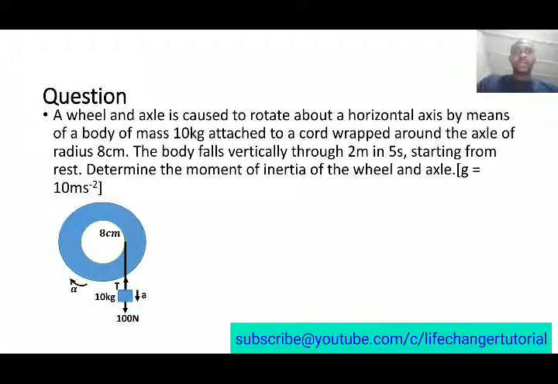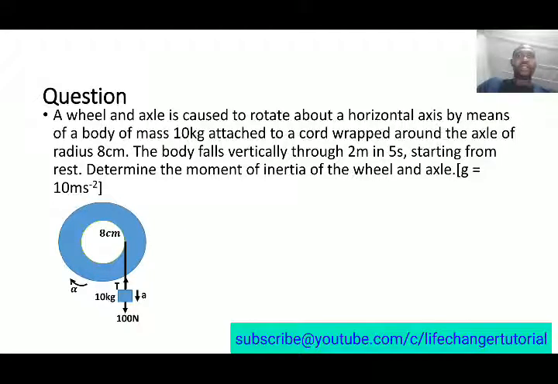Hello, good evening. In this video, we are going to see two examples on rotational motion. In this case here, we have a pulley. Actually, in both cases, it's going to be a pulley system.